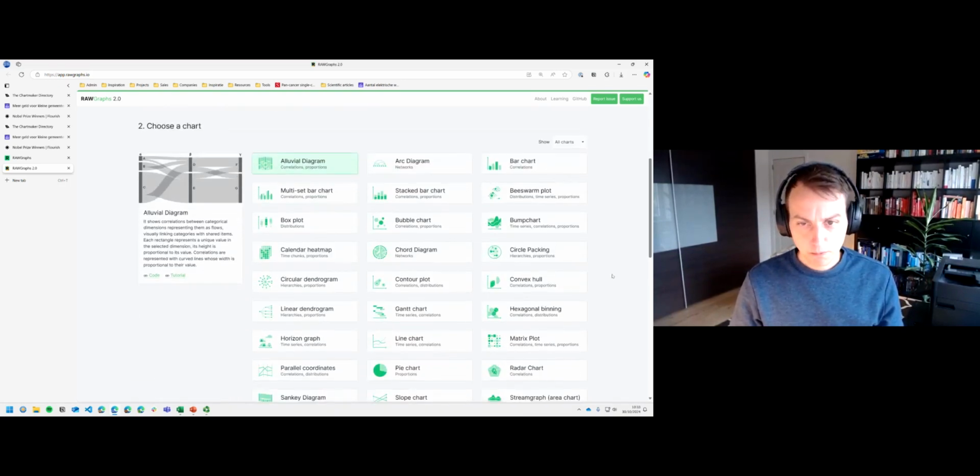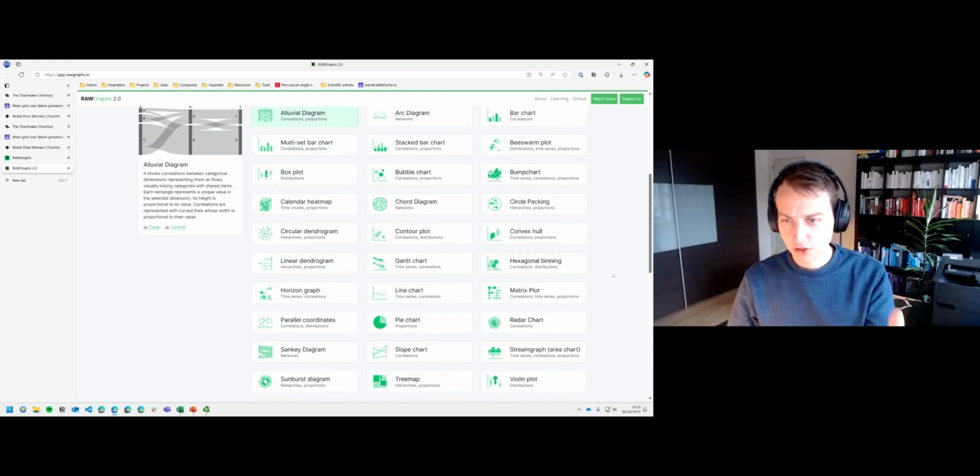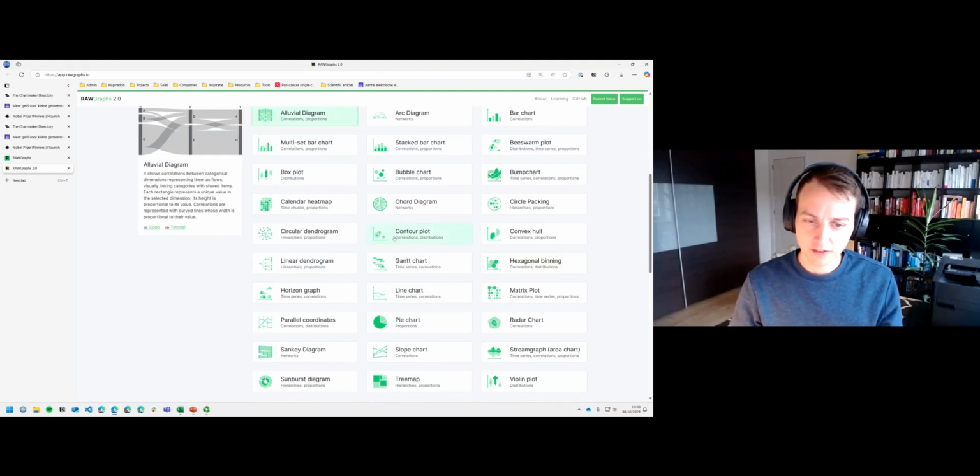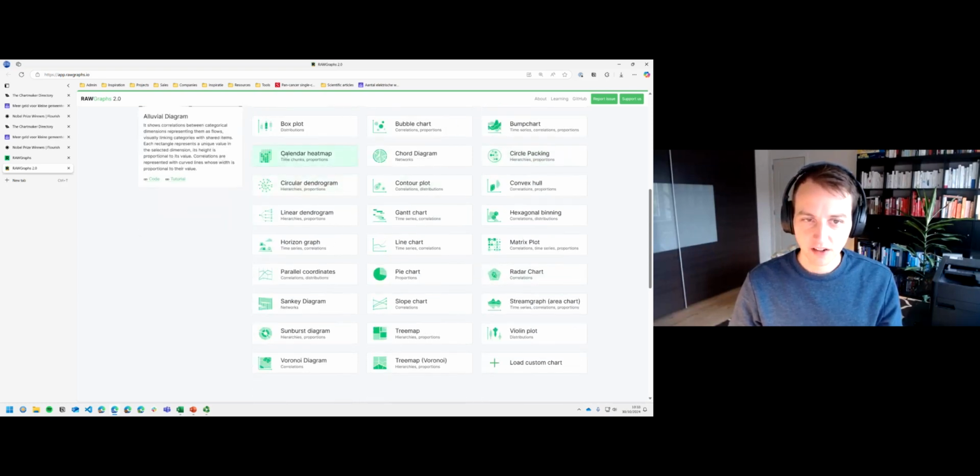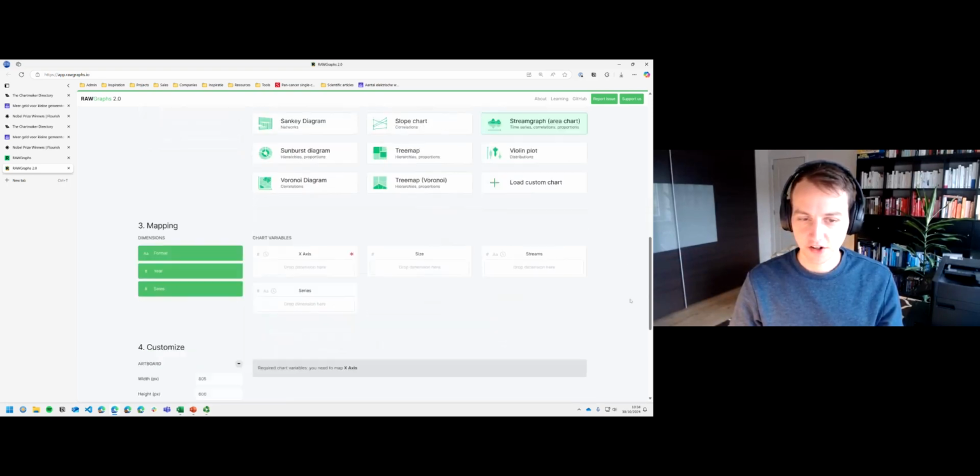In step number 2, we have the option of all of the different really nice chart types in there. So again, matrix plots, beeswarm plots, a nice calendar heat map might be something interesting, or the Voronoi charts. Those are the types of charts for which I will always come to Raw Graphs. In our case, we're looking for a stream graph / area chart.